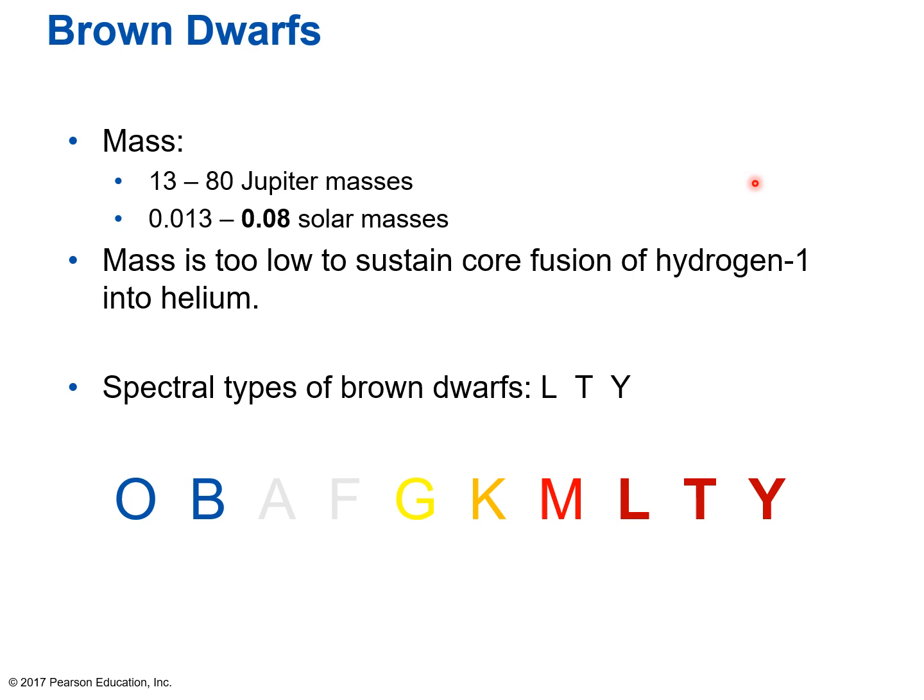For brown dwarfs, which are these failed stars, these crosses between planets and stars, the masses are between 13 and 80 Jupiter masses, which is between 0.013 and 0.08 solar masses. The mass is too low to sustain core fusion of hydrogen 1 into helium. So brown dwarfs are not stars.